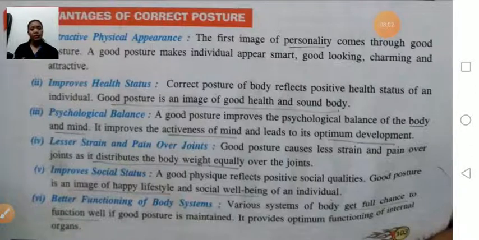Our body systems will function well if good posture is maintained. It also helps in the optimum functioning of our internal organs like the heart, liver, and kidney. If we have good posture, the functioning of these organs will be good.